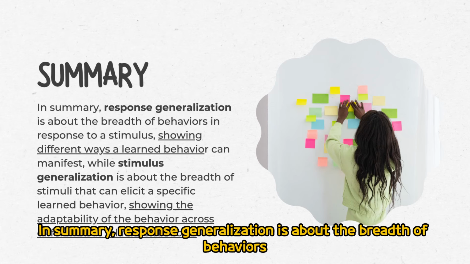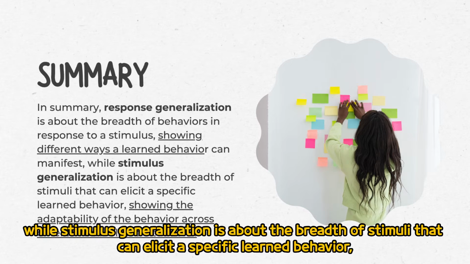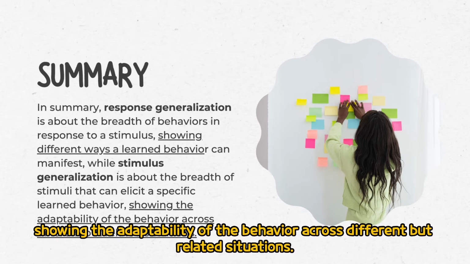In summary, response generalization is about the breadth of behaviors in response to a stimulus, showing different ways a learned behavior can manifest, while stimulus generalization is about the breadth of stimuli that can elicit a specific learned behavior, showing the adaptability of the behavior across different but related situations.